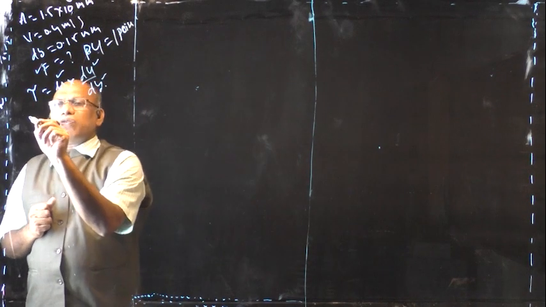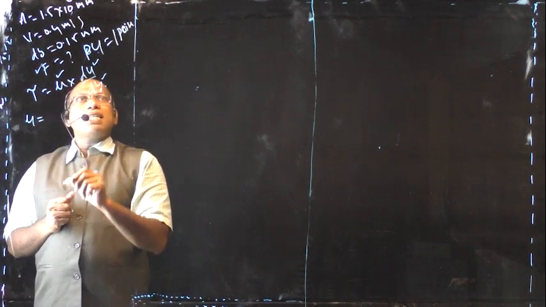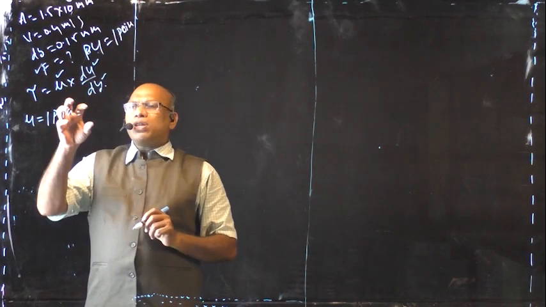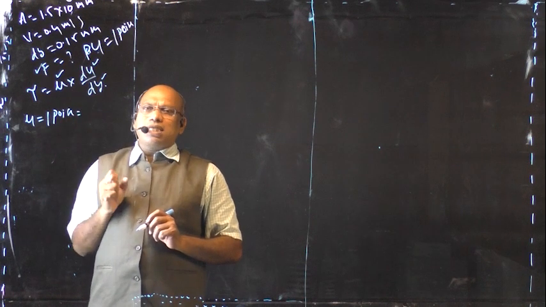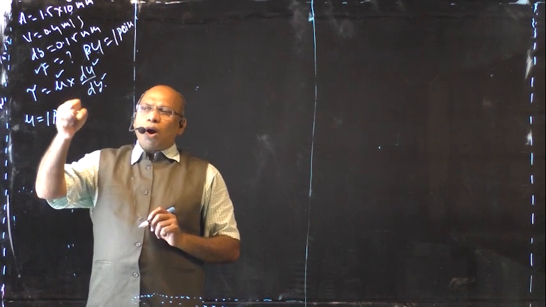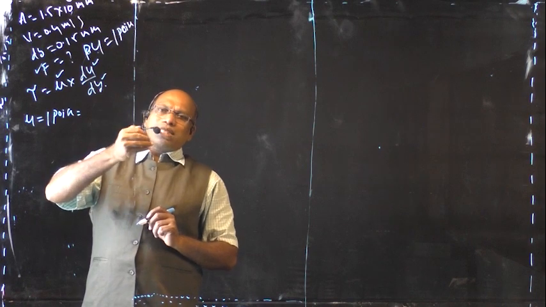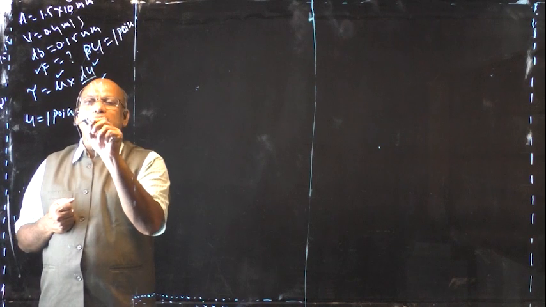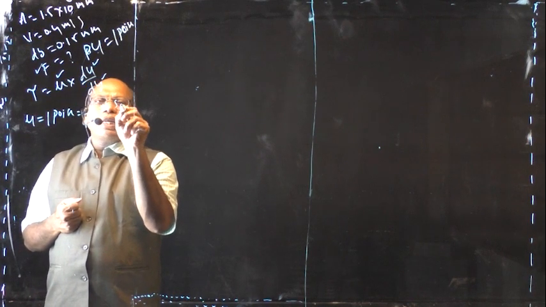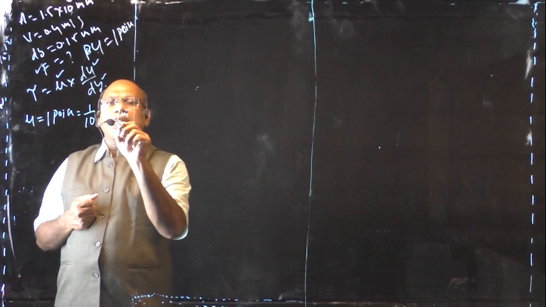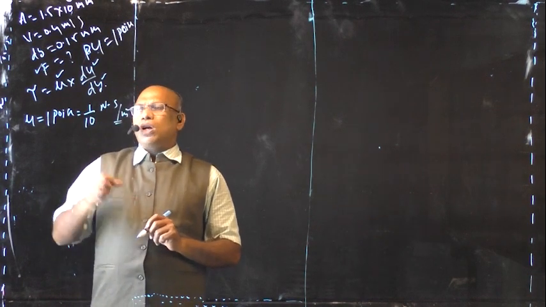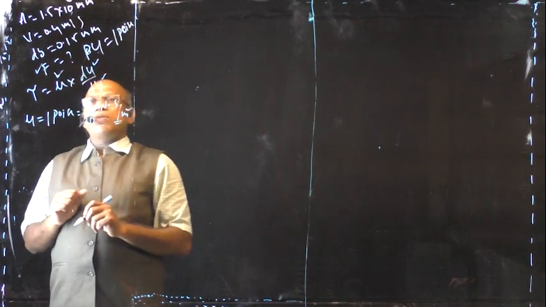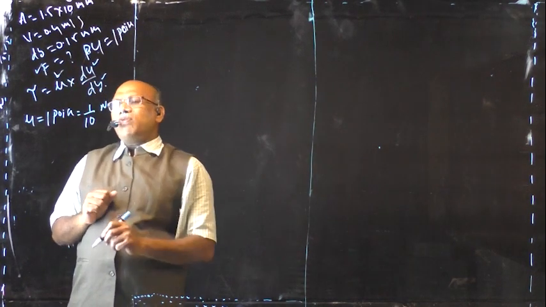Therefore the viscosity is equal to 1 poise. Poise is the unit of viscosity in the CGS system. Now this poise converts into Newton second per meter square in the SI system: 1 poise is equal to 1 by 10 Newton second per meter square. So the viscosity is equal to 1 by 10 Newton second per meter square. This we have.